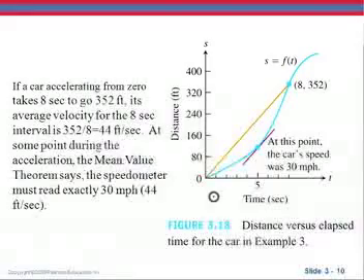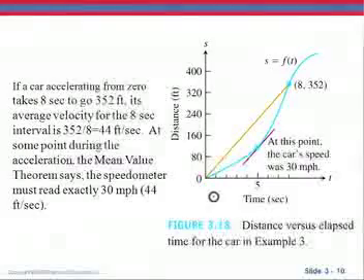What the mean value theorem tells us is that at some point during the acceleration, the speedometer must read exactly 44 feet per second, or 30 miles per hour. The only way to go from 0 to 44 feet per second is that it has to at some point pass through that average speed.